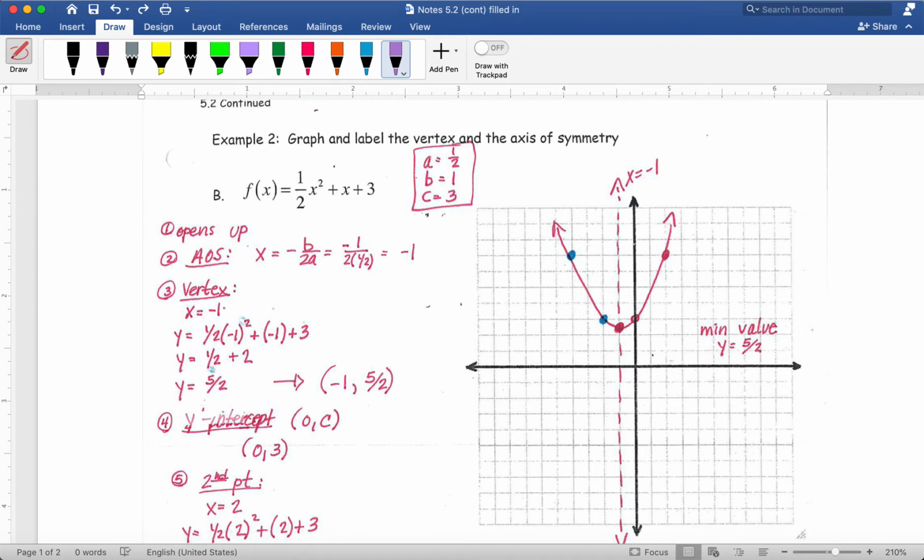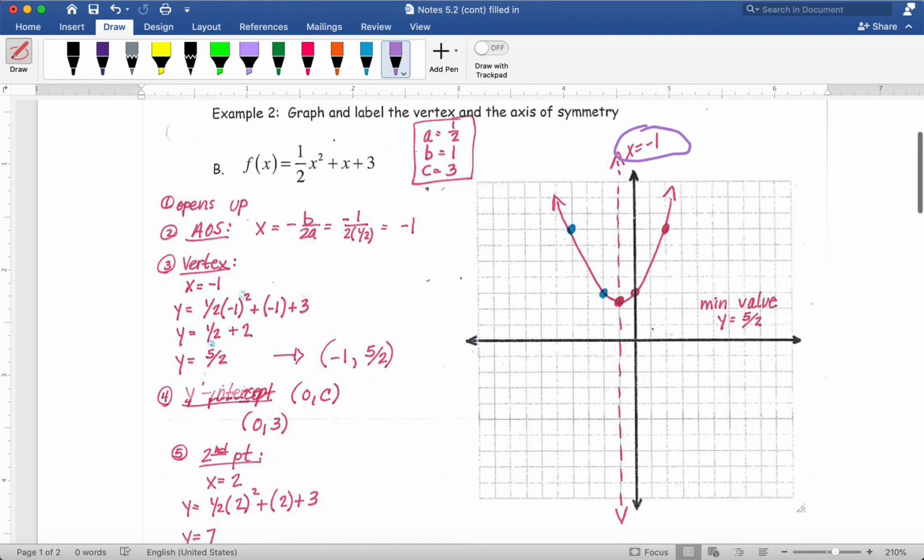So the x part of the vertex is negative 1. That's also the equation for the axis of symmetry. Notice I have it up here. Okay, I labeled my axis of symmetry. To get the y value, you're going to have to substitute the negative 1 into this function up here, right? So this right here is me substituting in a negative 1 for that x and for that x, okay?